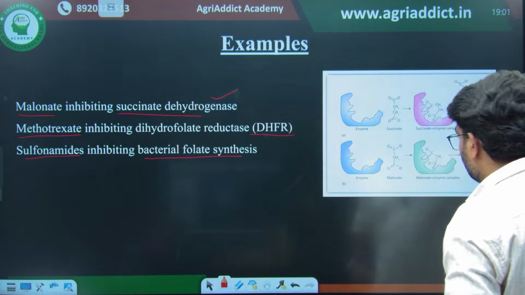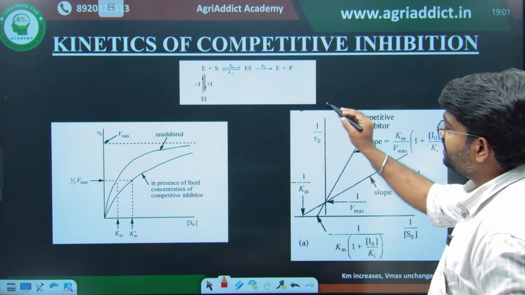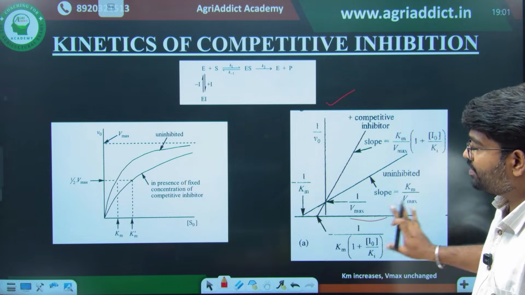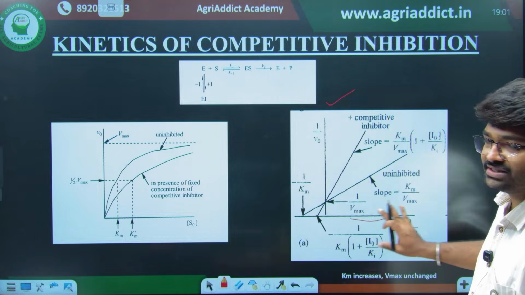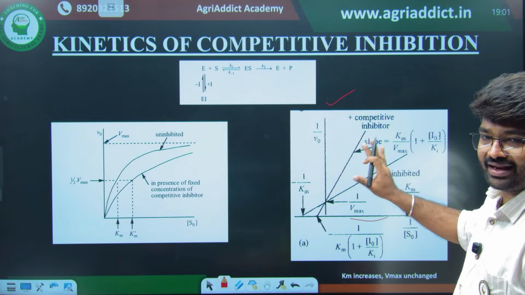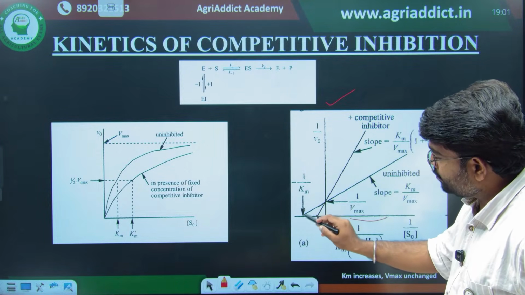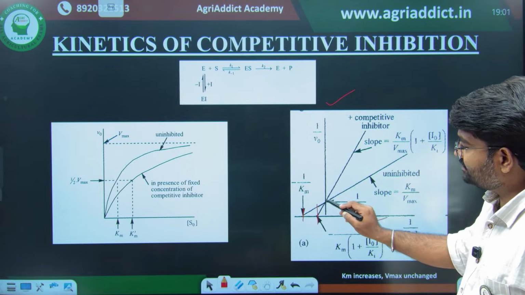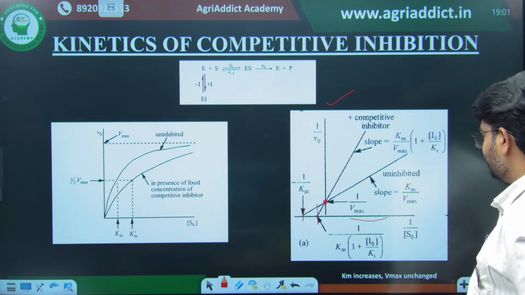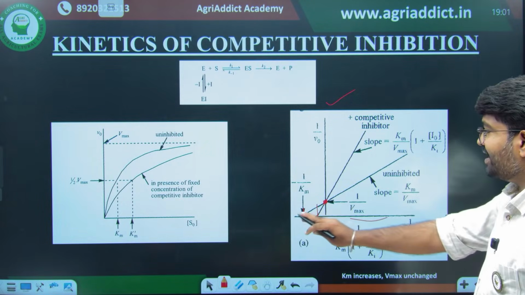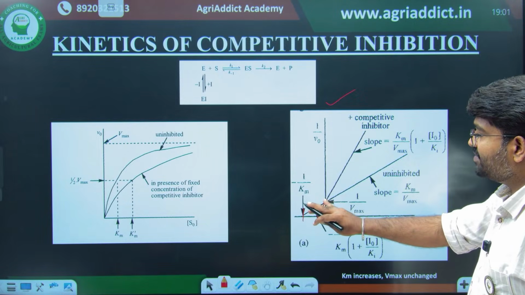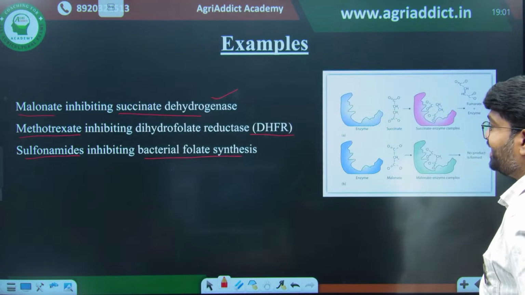One most important thing in the previous slide: the Lineweaver-Burk plot for competitive inhibition will look like this. They can ask picture questions also. See here, only the Km value is changing, but the Vmax value is unchanged. Only the Km value is changed here, but the Vmax is unchanged in competitive inhibition.